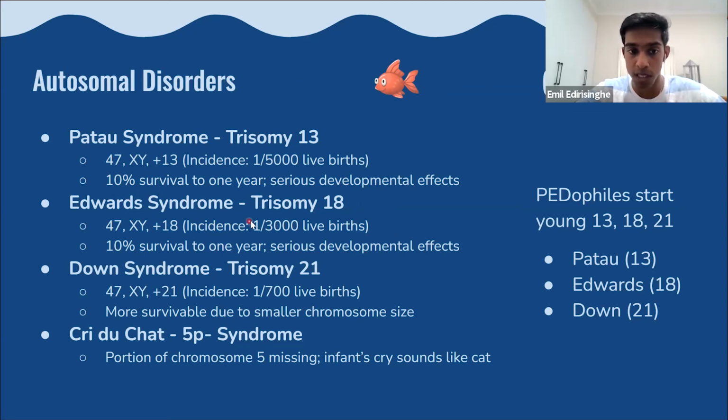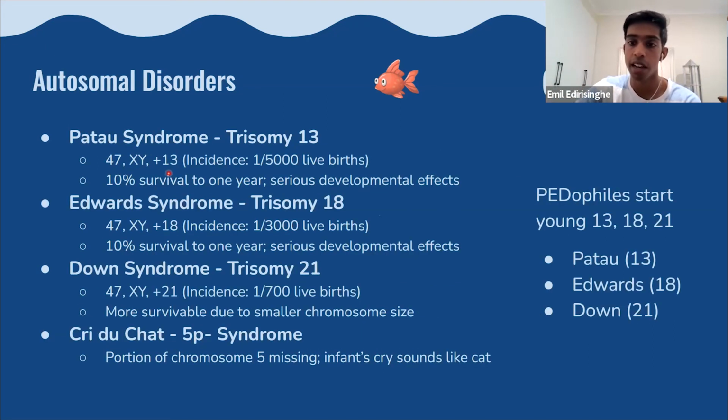The next one is Edwards syndrome, which is trisomy 18, where you have an extra 18 chromosome. This one also has very serious developmental effects, and not many babies survive. However, one that you all probably know about is Down syndrome, which is a trisomy 21. And this one is much more survivable. And a nice way to realize why this is more survivable is thinking about the size of the chromosomes. So the bigger chromosomes are more likely to have more genetic material. And as a result, losing a bigger chromosome is more likely to result in a greater loss of genetic material.